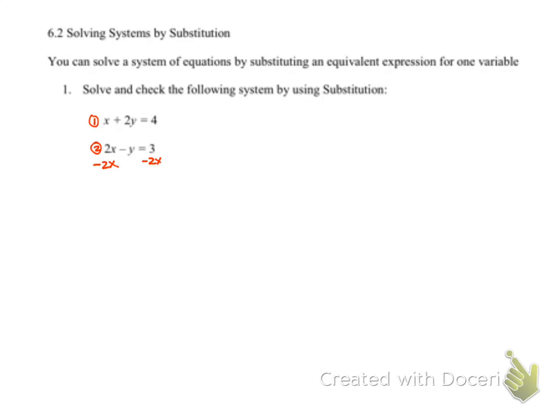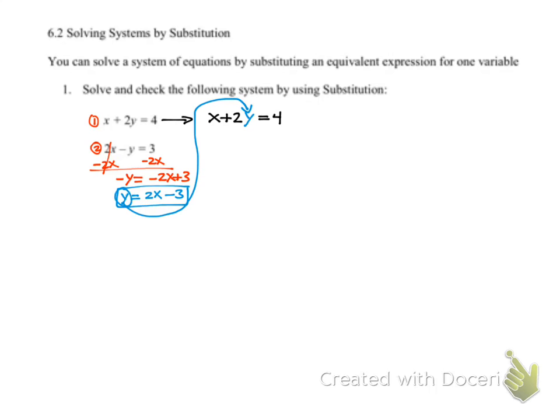We have to take one of those equations and solve it for the variable. So here I'm solving the second equation for y. So I'm taking it from standard form and writing it in slope-intercept. So I get y is equal to 2x minus 3. Now what I have is from the first equation, I have x plus 2y is equal to 4. The y's are the exact same y's.